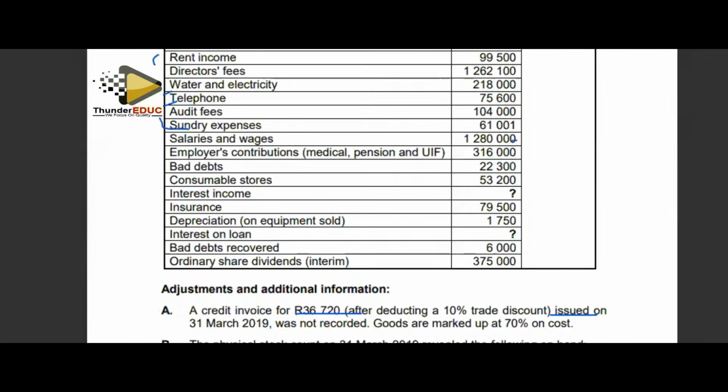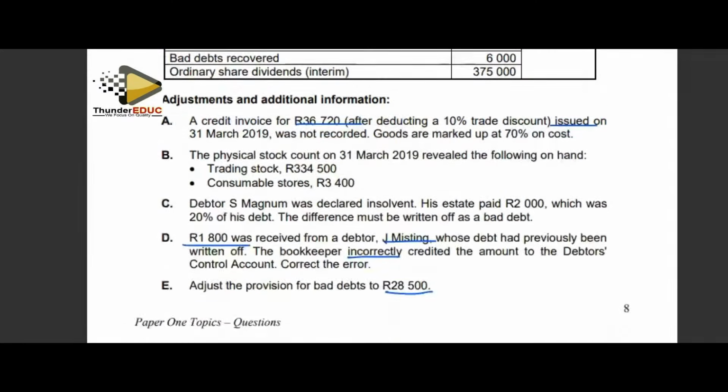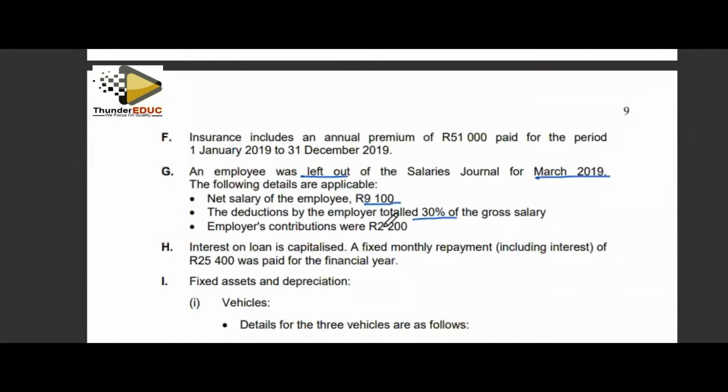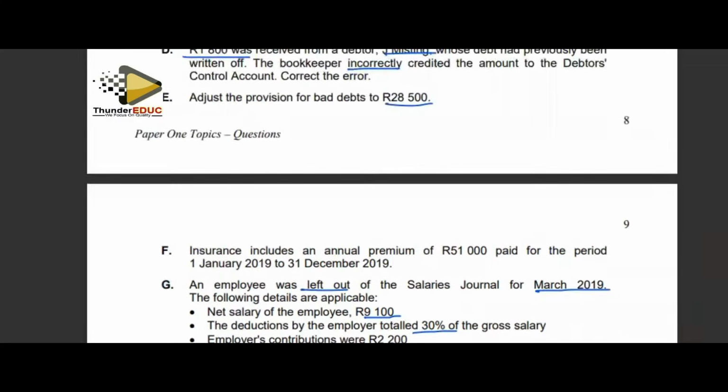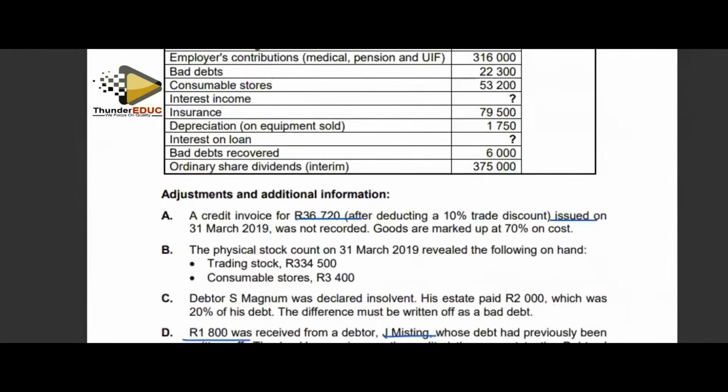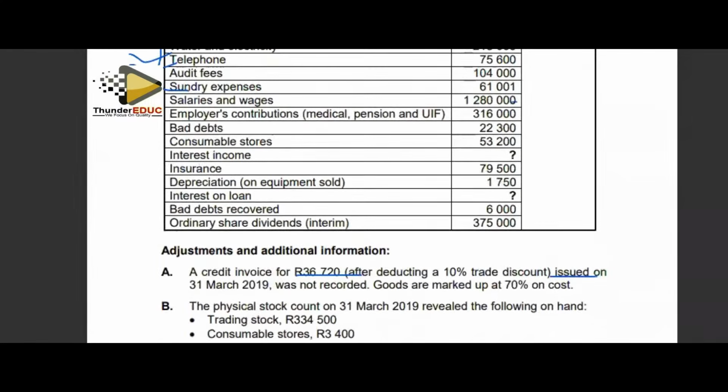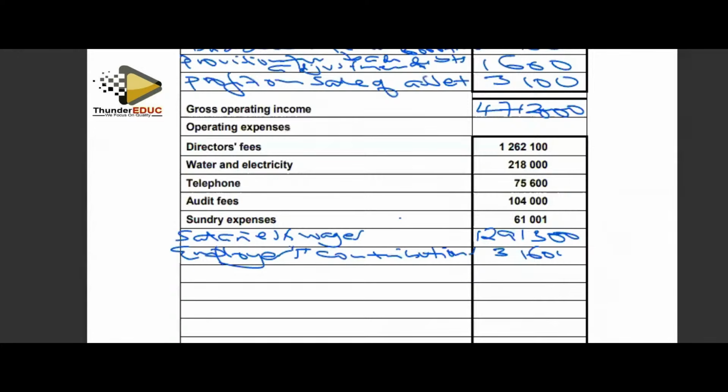Oh, they said that 2,000 was left out for one employee. So this one must be added also. It must be added there, okay? So if we have 316,000, you see, why it is good to always remember your additional information. We had already made a mistake here, okay? So remember there is an employee who was left out of this contribution.